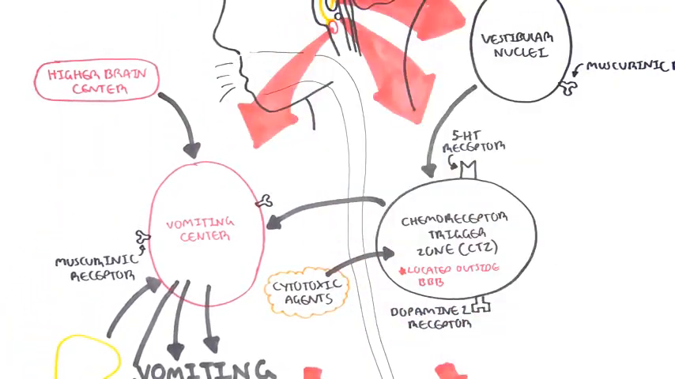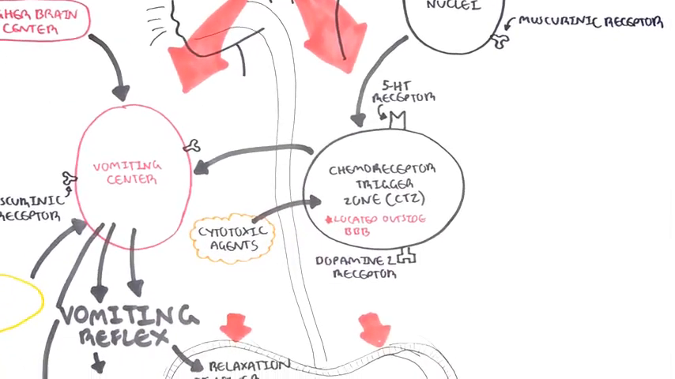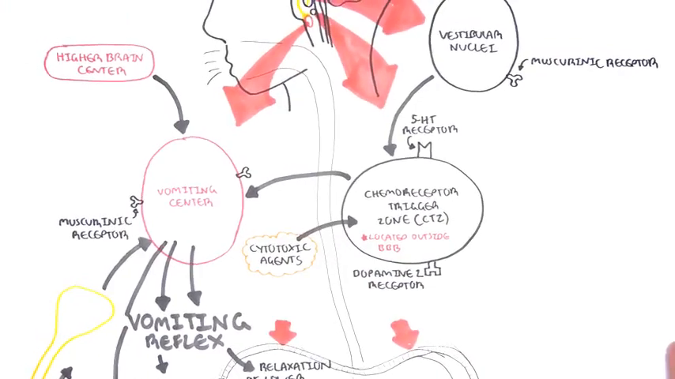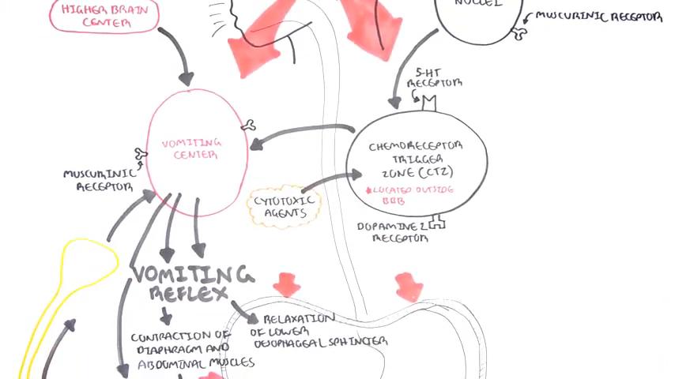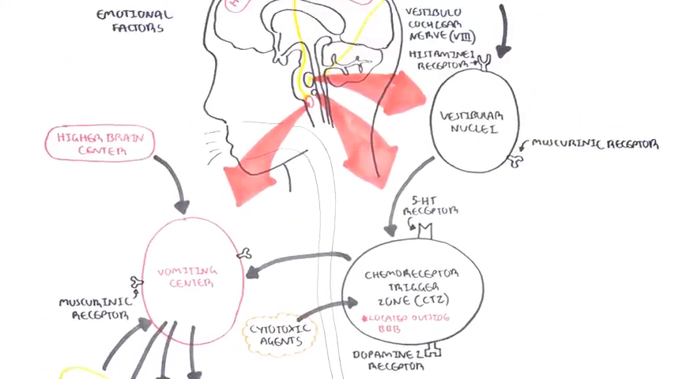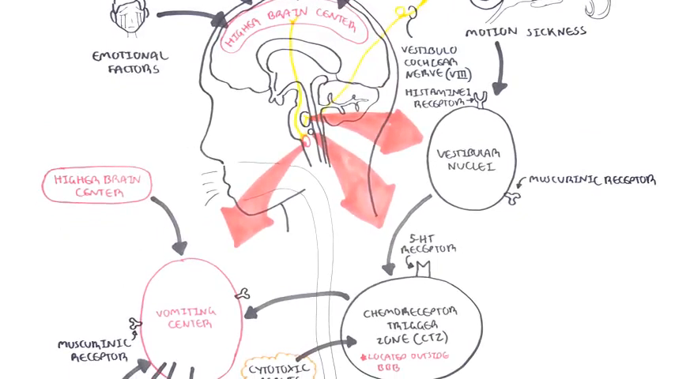So that was the physiology of vomiting, the emetic reflex, the vomiting reflex. Now let's talk about the medications that are used to treat, manage, and prevent nausea and vomiting in acute as well as chronic situations. These medications are also known as antiemetics, basically preventing emesis, preventing vomiting.